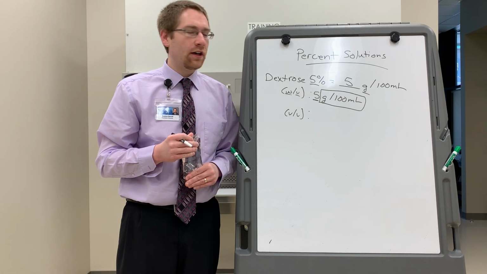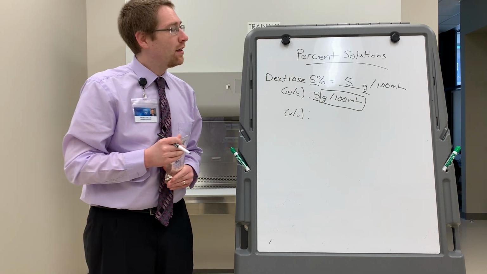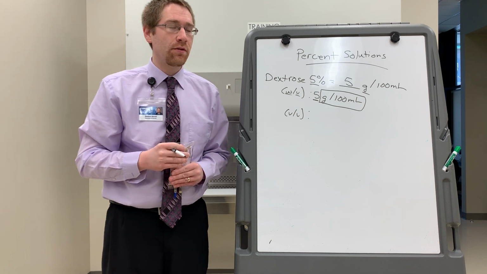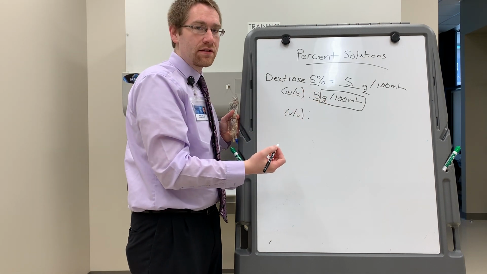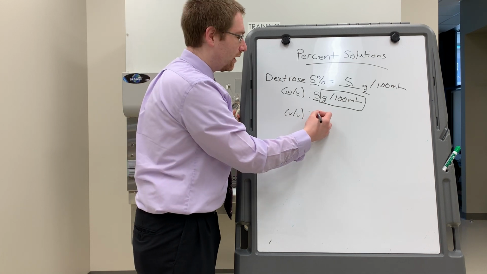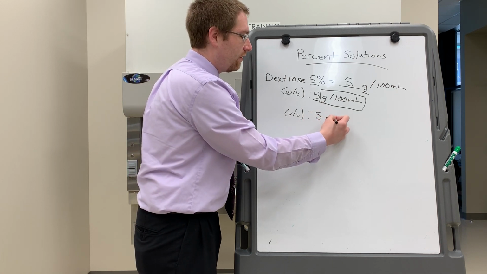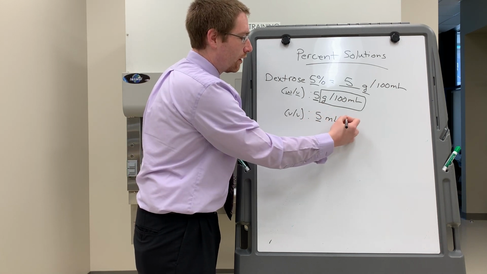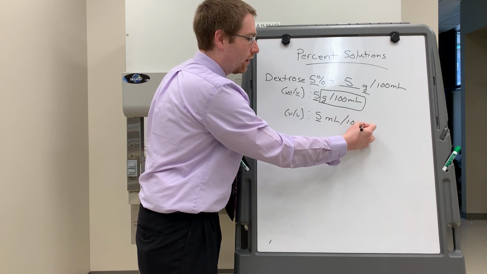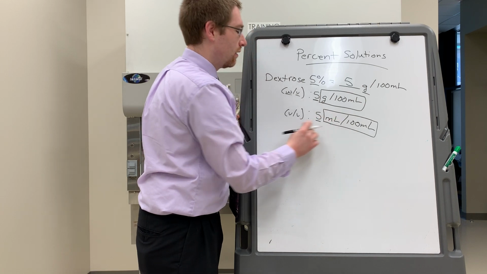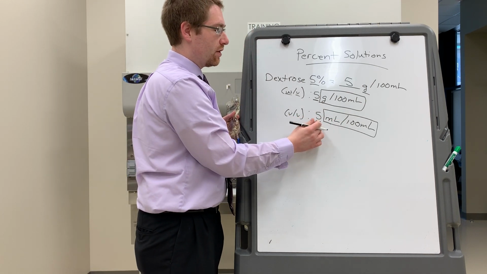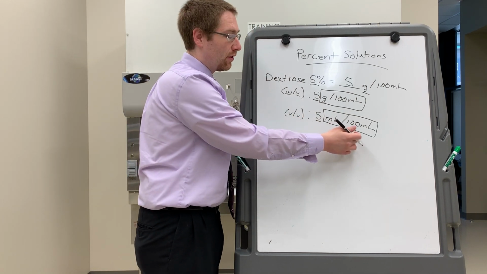In a volume to volume, it's the exact same concept, and since we were talking about mLs prior, it's going to be the same idea. A dextrose 5% solution, if we're looking at volume to volume, means there is 5 mLs of drug per every 100 mLs of product. So in this case, the volume to volume is whatever number mLs per 100 ml.